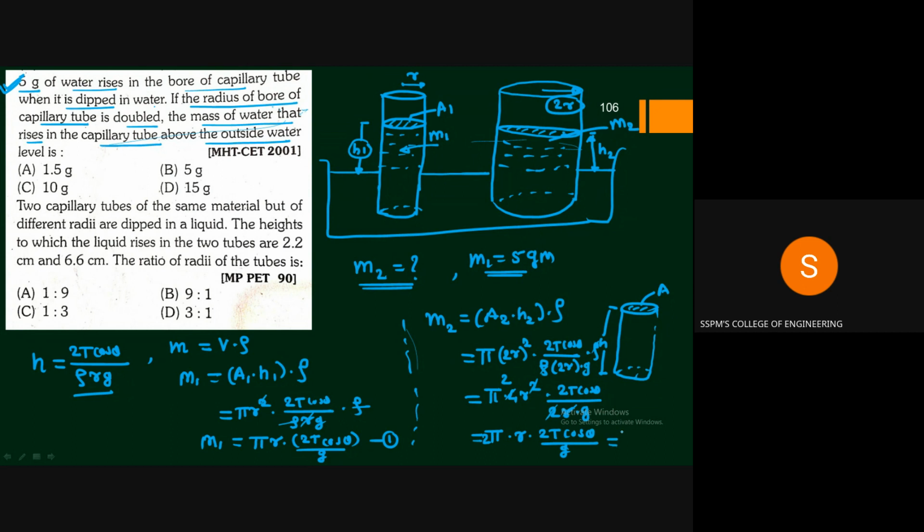So this is equal to 4 pi r T cos theta upon g. Okay, now this is equation 2. Now if you take the ratio of m2, that is equation 2 divided by equation 1, so m2 upon m1, finally you will get the ratio as, the remaining values are the same, so you can cancel out pi r with the pi r, this T cos theta g with this T cos theta g.